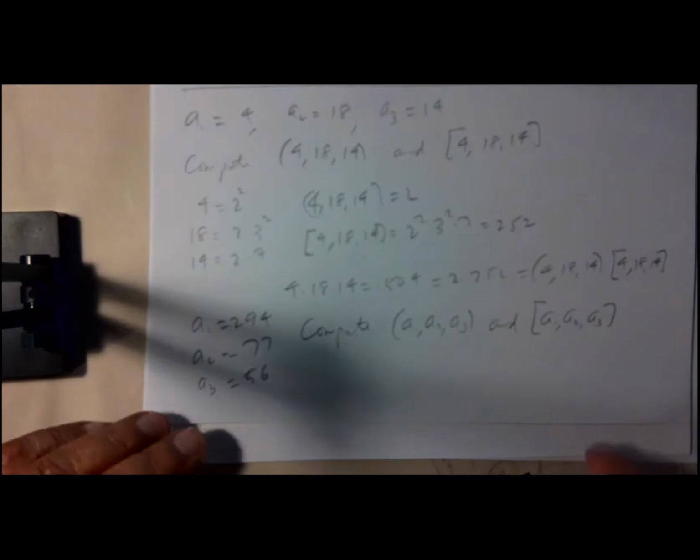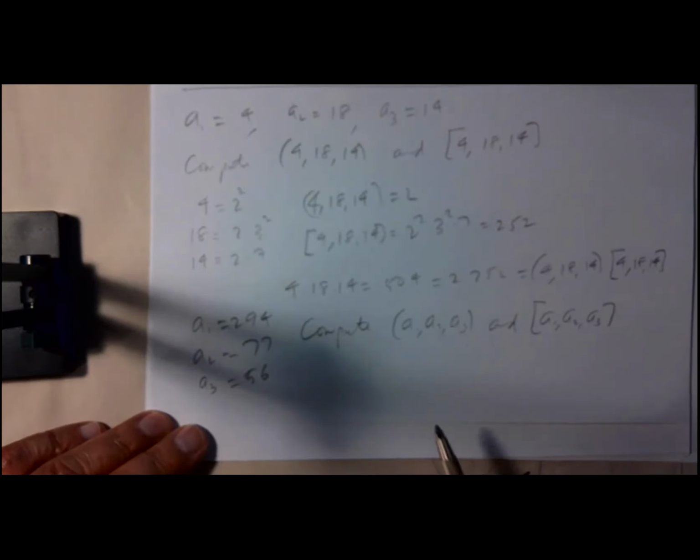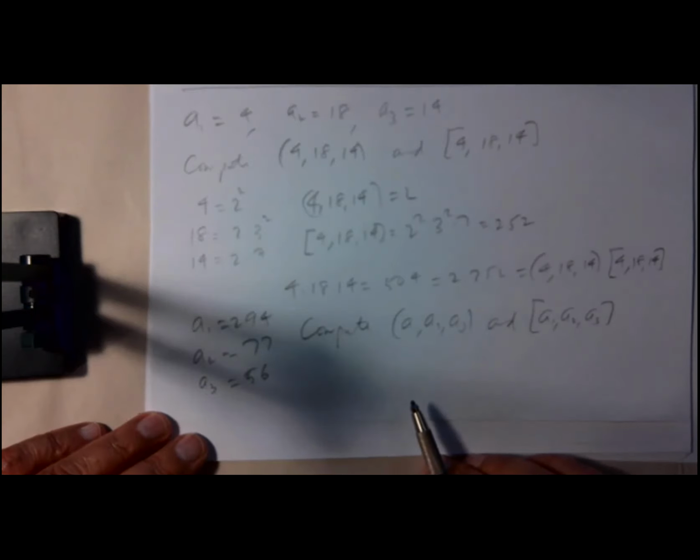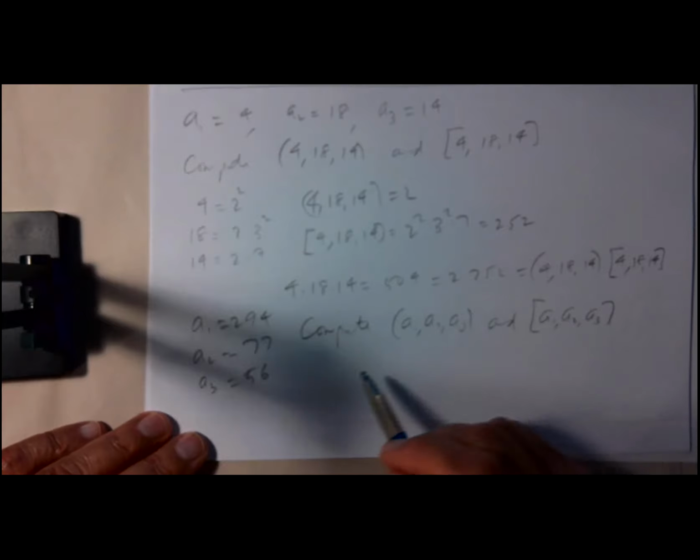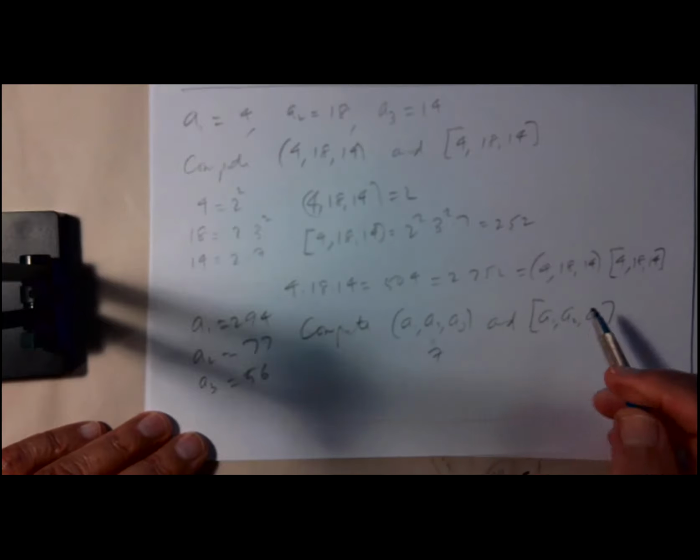Any success? Yes. Okay. What is the GCD? 7. 7? Mm-hmm. 294 is 2 times 3 times 7 squared. Okay, so 77 is 7 times 11. And 56 is 2 cubed times 7.